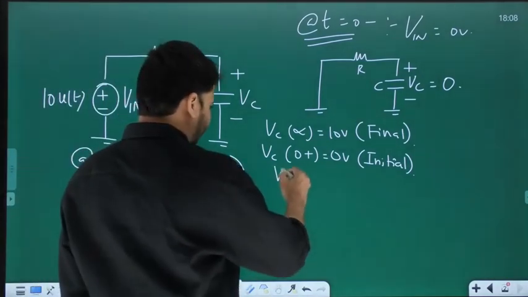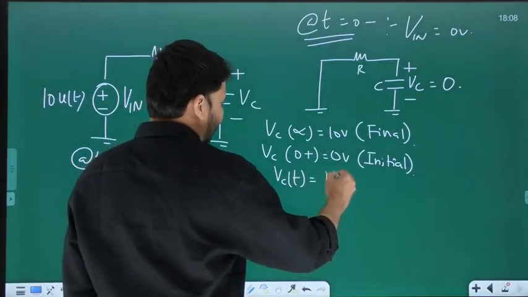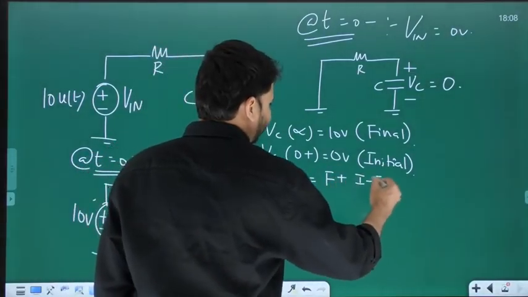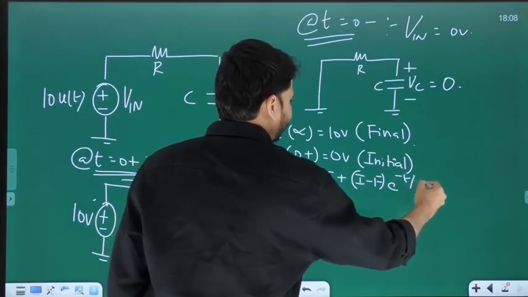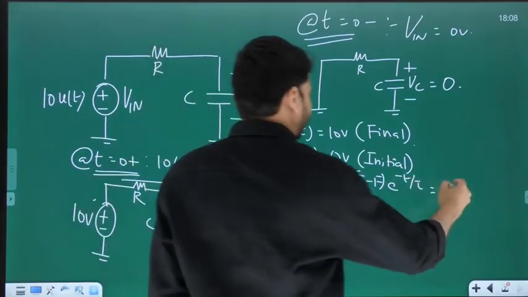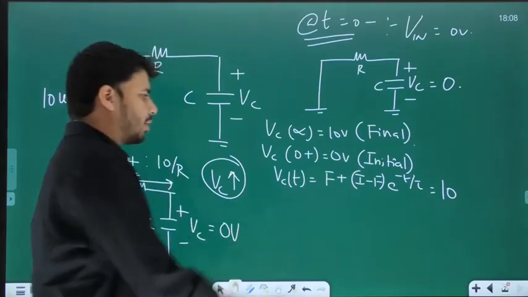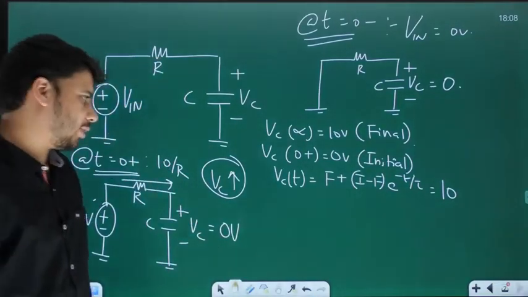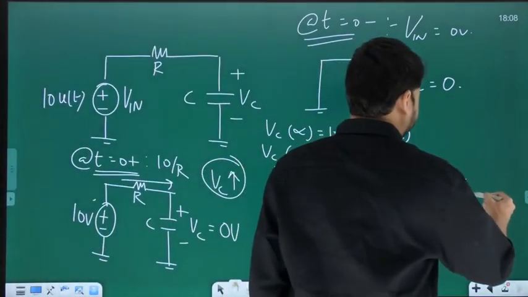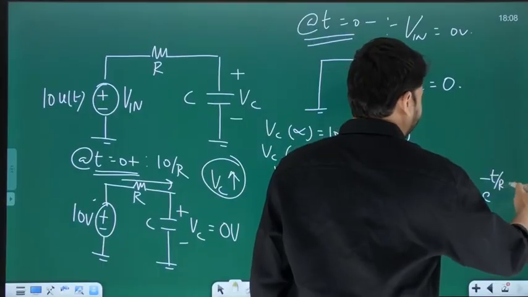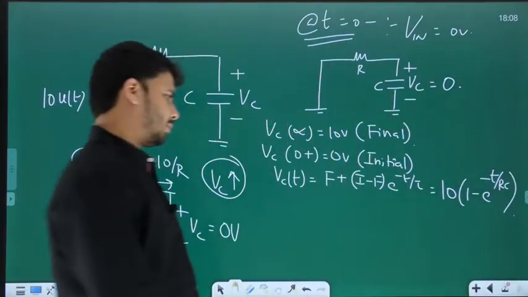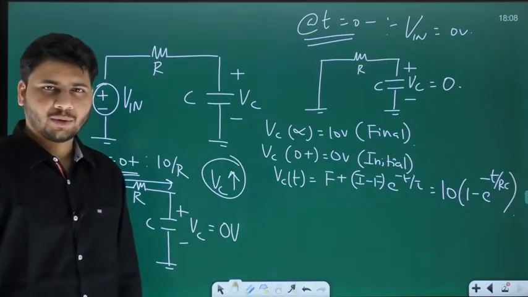So what is Vc of t? Final plus initial minus final into e power minus t by tau. So in place of final, you write down 10. In place of initial, you write down 0. You will get 10 times 1 minus e power minus t by RC. This is quite a familiar thing.